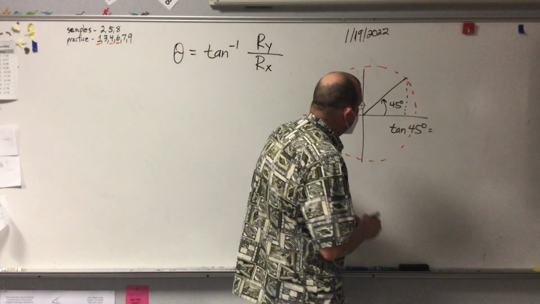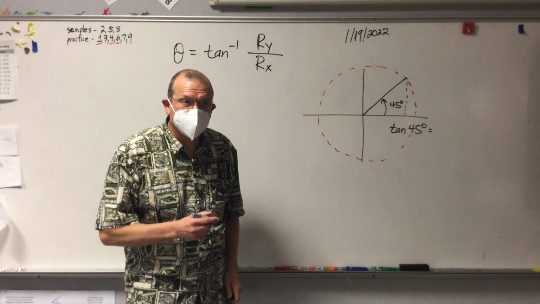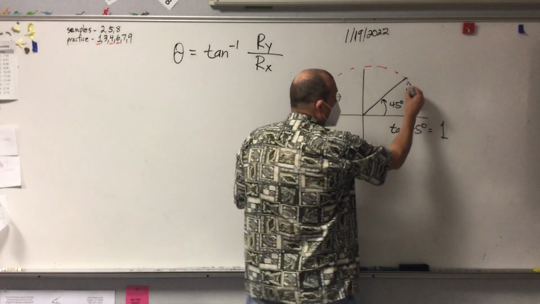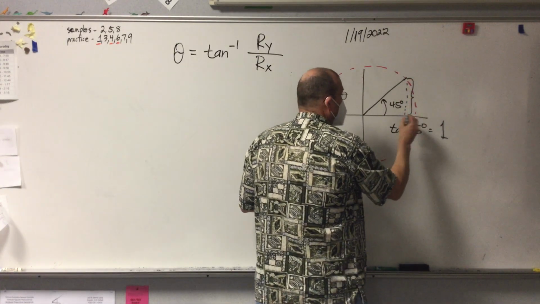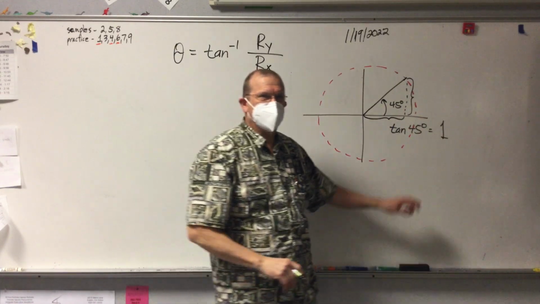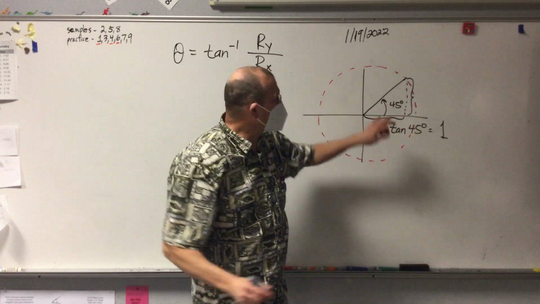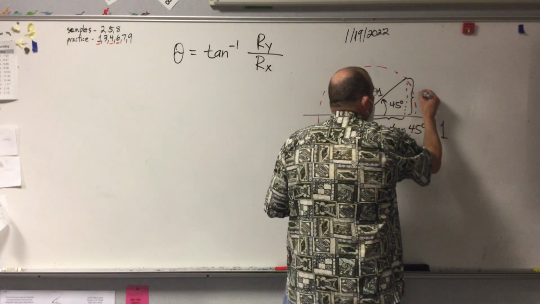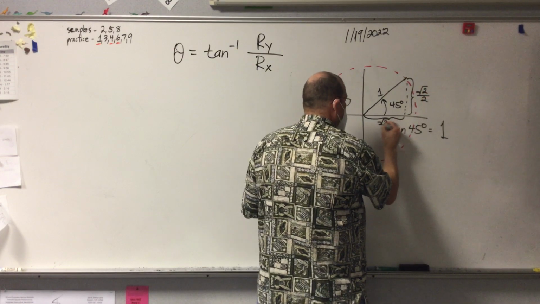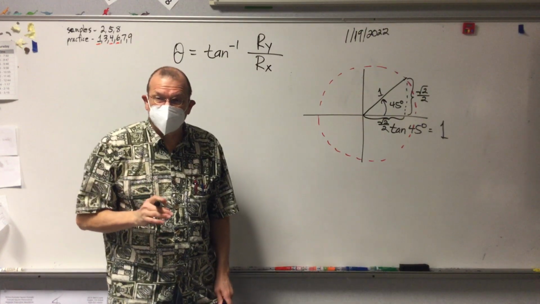Unit circle. What is the value of the tangent of 45 degrees? It's 1, because it is the length of this side over the length of this side. Anybody remember the exact value? Root 2 over 2. Very good. If we were on the unit circle, this is 1, this is root 2 over 2, and so is this. Okay? So here's where the problem comes in.